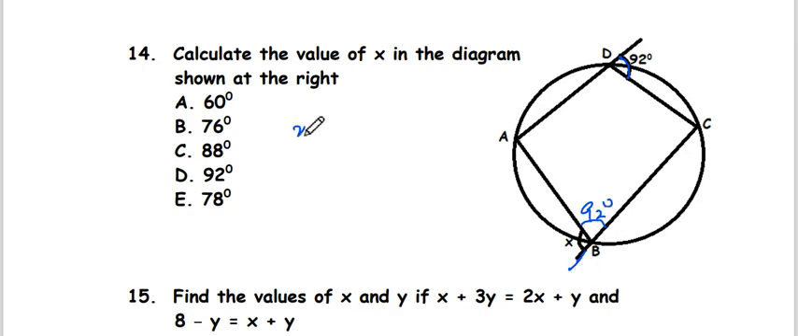So if this is 92, this is also 92, and this is a straight line. So x plus 92 is equal to 180. x is equal to 180 minus 92. That's 88 degrees. Option C is our answer here.